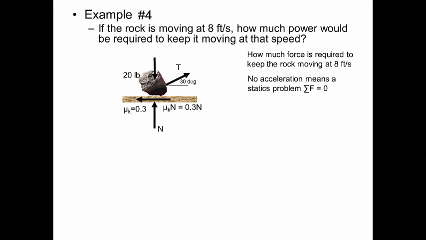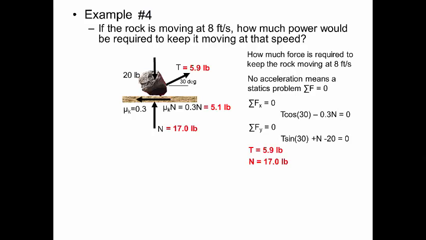If we draw our forces on the object, we can then sum the forces in the x direction, knowing that that will be equal to 0, and we would have our tension, T, times the cosine of 30, minus our friction, which is 0.3 times the normal force, equals 0. In the y direction, the sum of the forces also equals 0. So in this case, we have the tension times the sine of 30 plus the normal force minus the weight of 20 pounds equals 0. Solving these two equations simultaneously, we get the tension is 5.9 pounds and the normal force is 17 pounds. That means that our friction force would be 5.1 pounds.